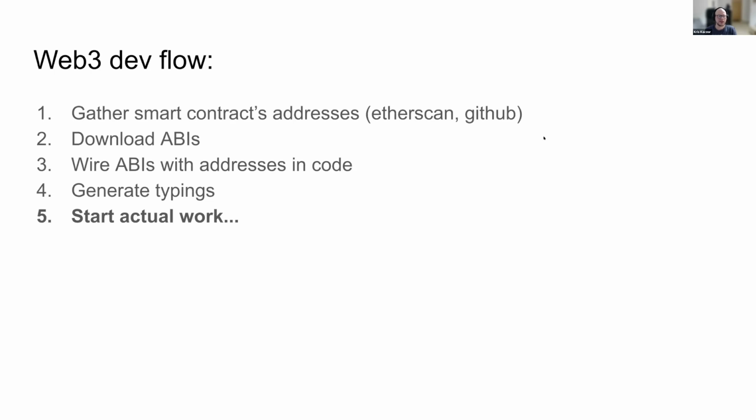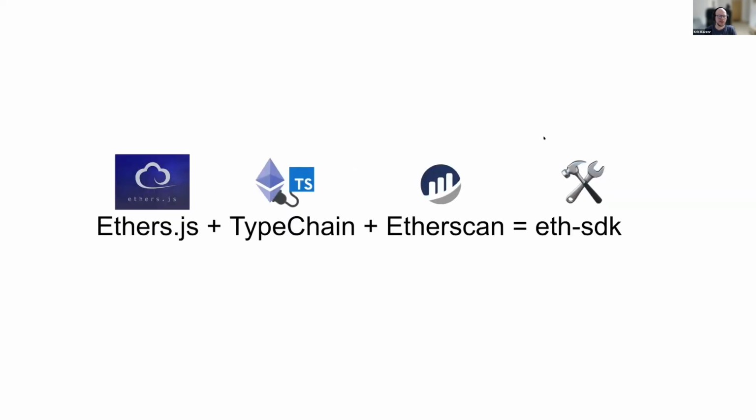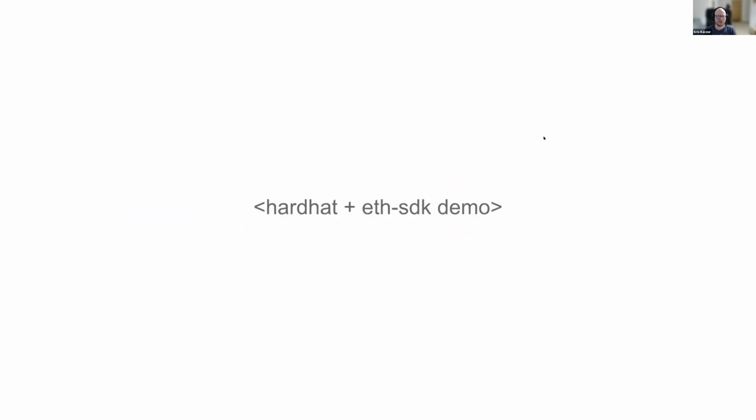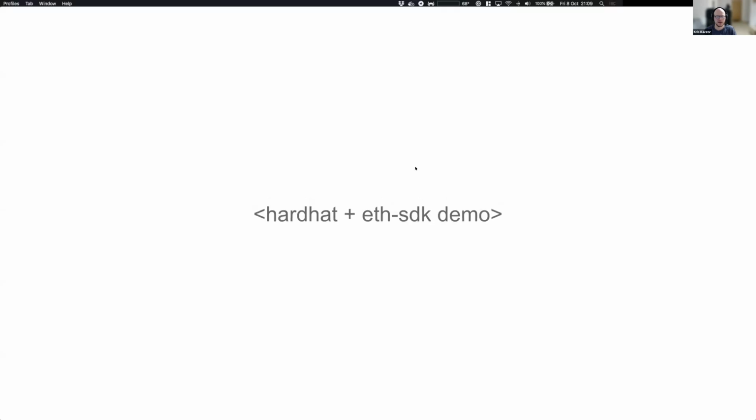And only then can you start actual work. So if-sdk tries to make this ceremony much easier and enable rapid interaction with smart contracts. I like to think about it as a love child of ethers.js, TypeChain, and Etherscan. And talk is cheap, so let's go and try to use it in a Hardhat demo.